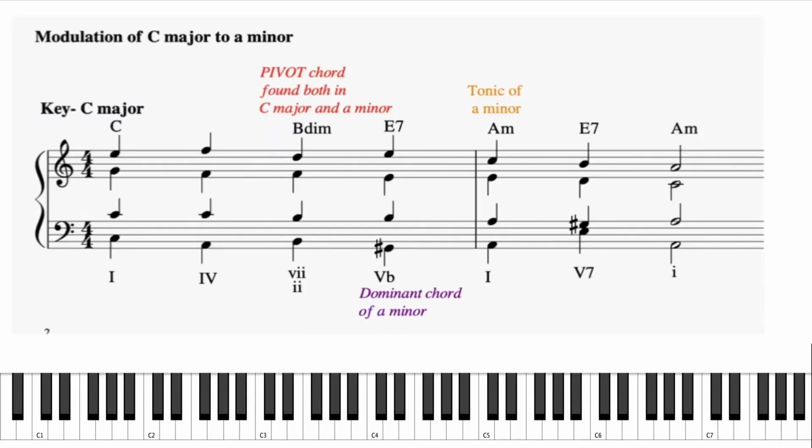Okay, here is the same example, but this is written in 4 parts. Listen, this is starting from C major. This is a pivot chord, chord 7 or chord 2, dominant, tonic, dominant, and we are in A minor already.